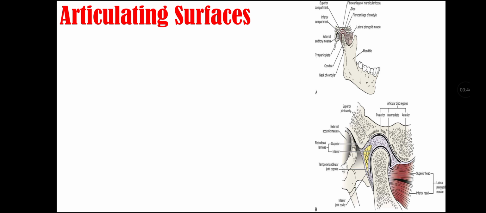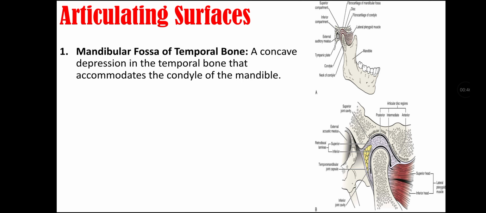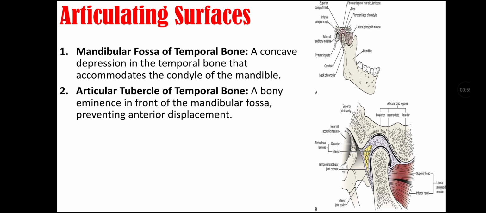Articulating surfaces of temporomandibular joint. First surface is mandibular fossa of temporal bone, that is a concave depression in temporal bone that accommodates the condyle of mandible. Second is articular tubercle of temporal bone, that is a bony prominence in the front of mandibular fossa that prevents anterior displacement of the mandible.